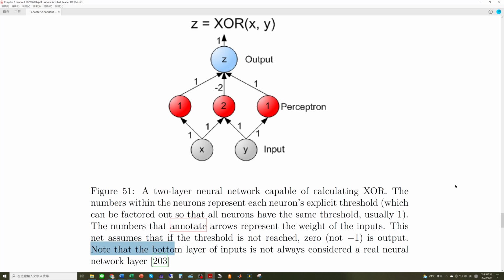Note that the bottom layer of inputs is not always considered a real neural network layer, like x and y. Sometimes it is called the input layer.